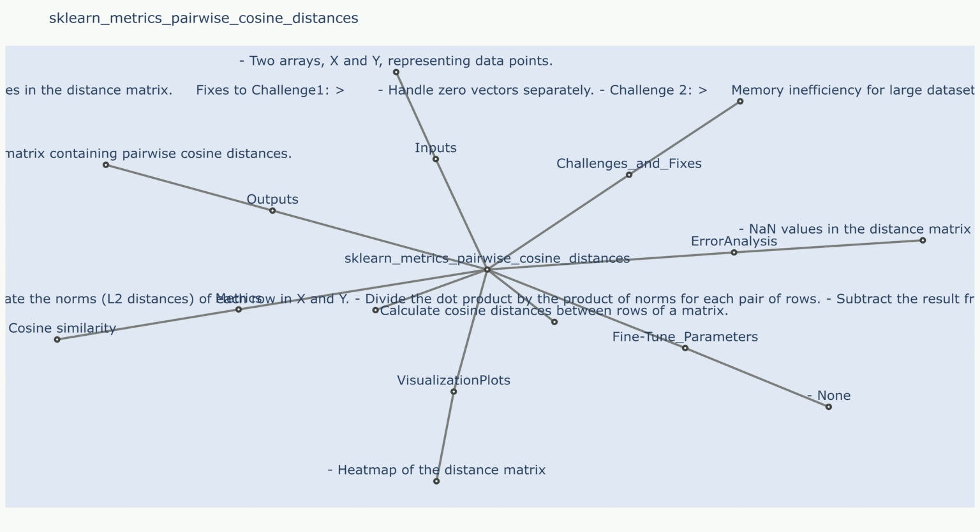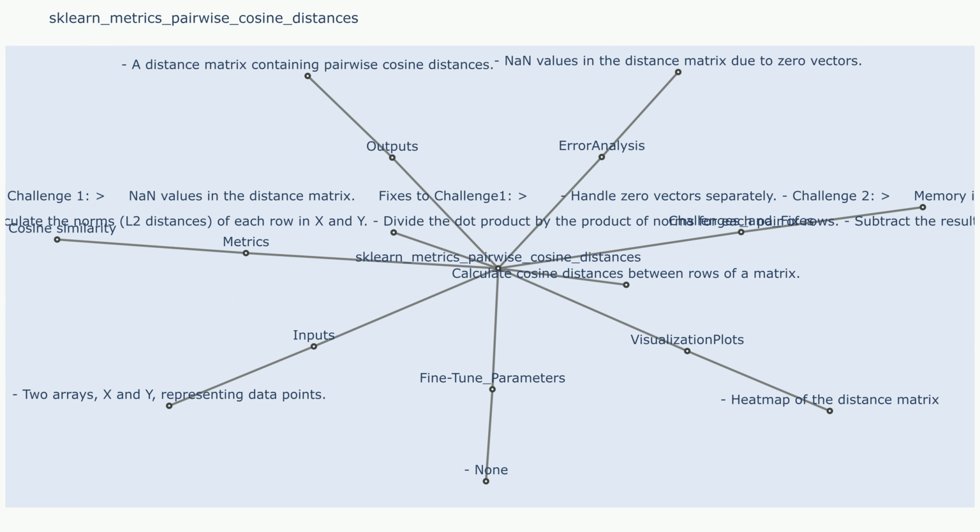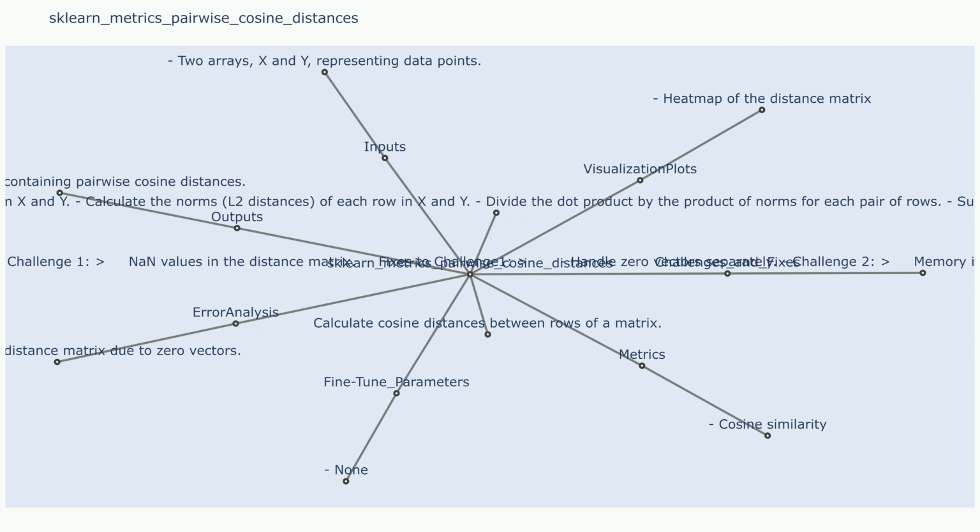For example, if one set of vectors has values in the range of 0 to 1, while the other set of vectors has values in the range of 0 to 100, the cosine distance may be biased towards the vectors with larger values. Fixes to challenge 1: Normalize the vectors before calculating the cosine distance. This can be done using methods such as min-max scaling or standardization.